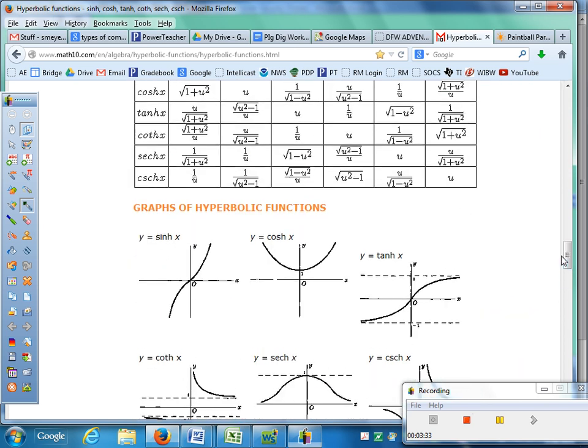Okay. Which one is most famous and most important in engineering? Hyperbolic cosine. Why? It looks like a parabola. It is not a parabola. It's e to the x plus e to the negative x over 2. But it's very much like a parabola, but it's even better than a parabola. It is what we call a catenary.